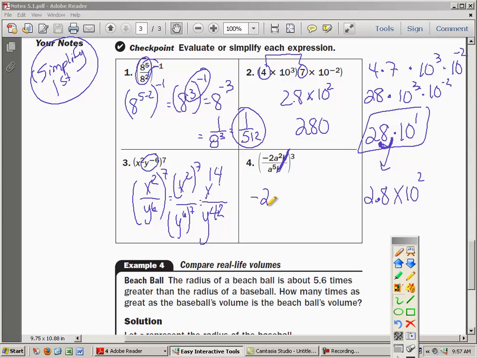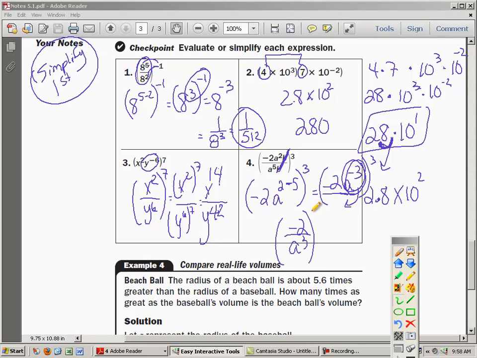This is negative 2, and then a to the 2 take away 5, all being raised to the 3rd power. Well, 2 take away 5, as you know, is negative 3, so this is negative 2 over negative 2 a to the negative 3rd, still being raised to the 3rd power. Now if I could then, because this is negative 3 on top, I want to make it positive 3 on the bottom, so this is negative 2 over a to the 3rd, still being raised to the 3rd power.